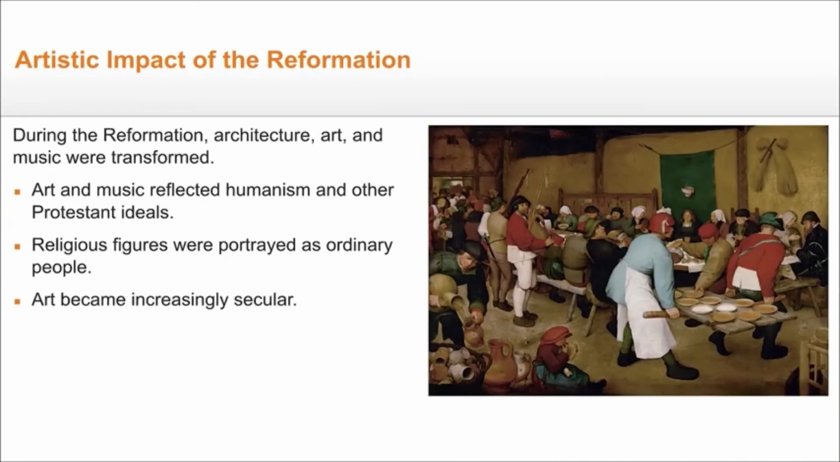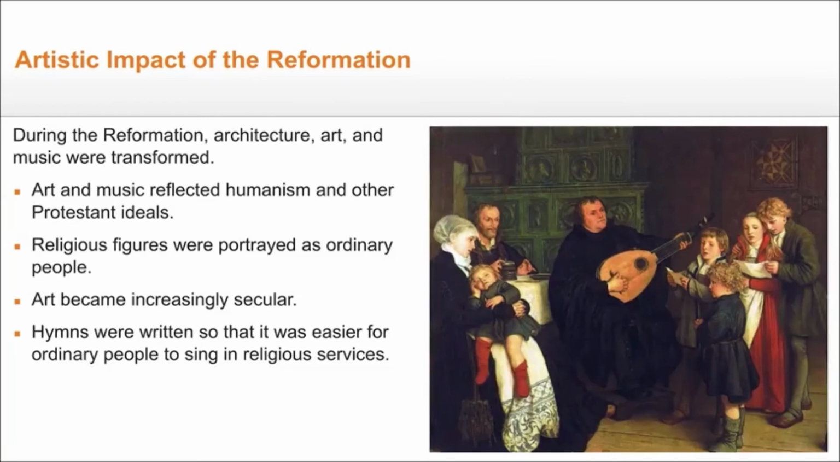Art became increasingly secular as artists began to concentrate on non-religious themes like history and landscapes. They also began to accurately depict the events in people's everyday lives, like this painting titled Peasant Wedding. In addition, songs of worship, called hymns, were written and sung in some Protestant churches. Martin Luther composed many famous hymns, often in his native German, so that ordinary worshippers could participate in religious services. Here is Luther singing with his family.